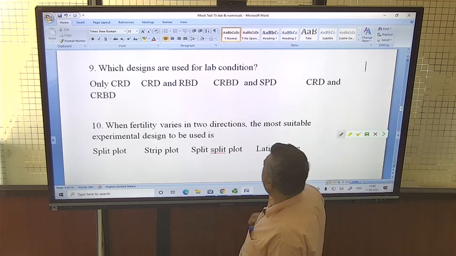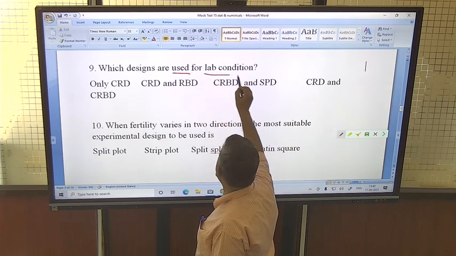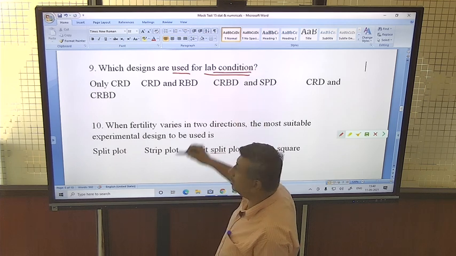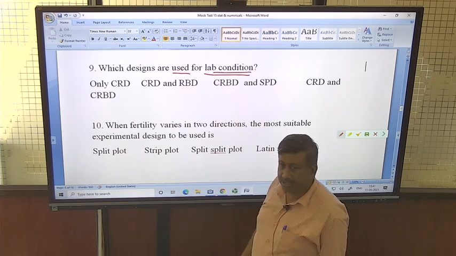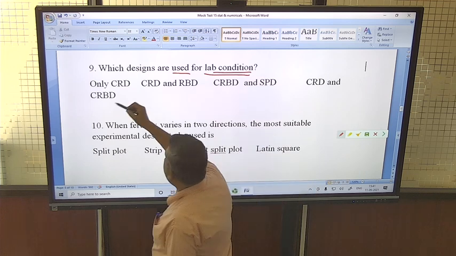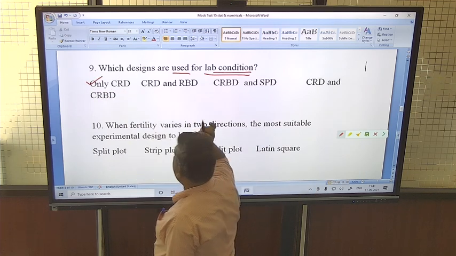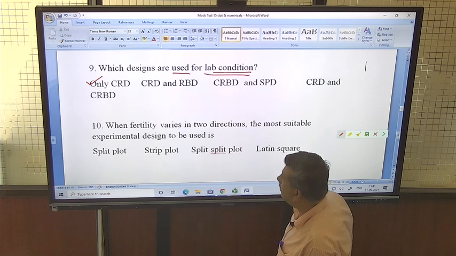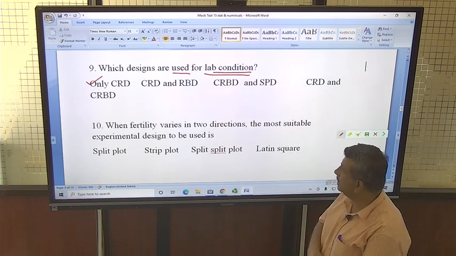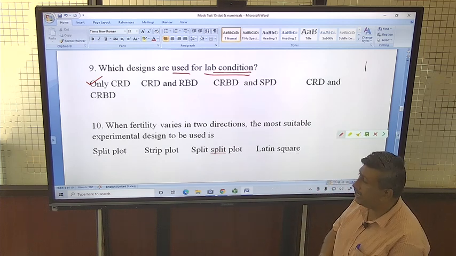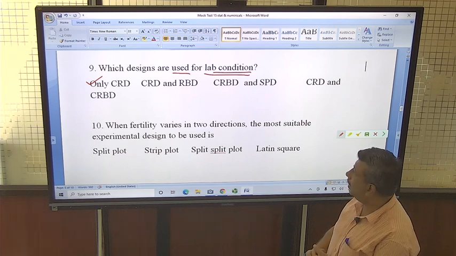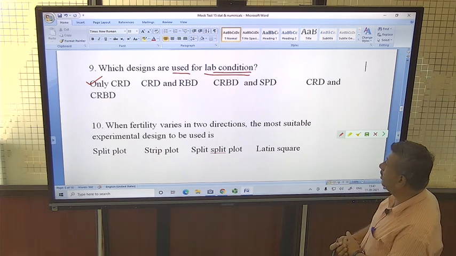Which design is used for lab conditions? So for lab conditions, only one design is used, that is CRD, completely randomized design. So blocking is not done. In pot experiments, glass house experiments or lab conditions, CRD is used.